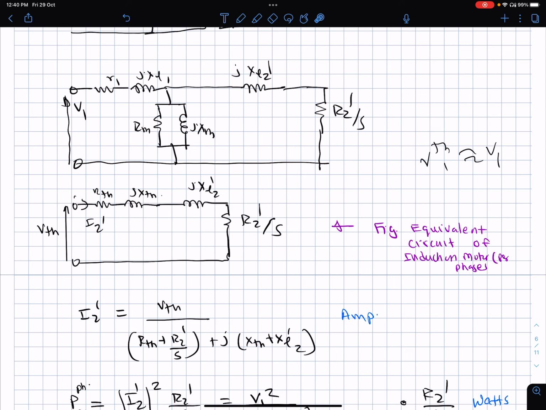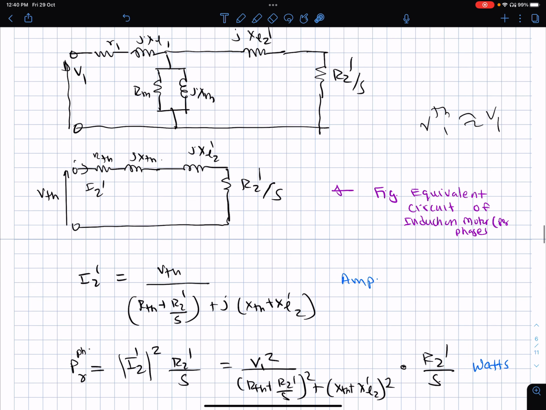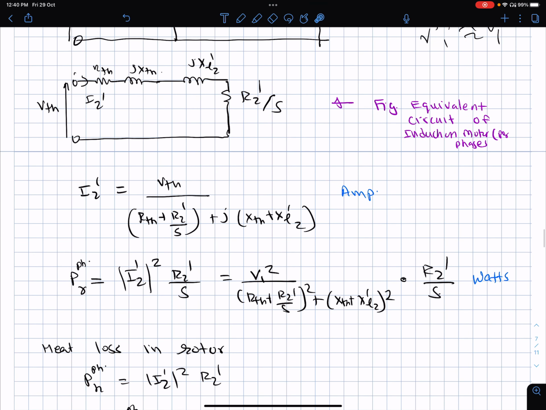So this V Thevenin, if this number is much smaller than this number, then V Thevenin can be approximated by the source voltage V1 itself. But for the time being, I am going to be exact here and write it as V Thevenin. Approximations you should do when you need them and you can justify them. So that's the idea. At some point of time, we will have to resort to approximations, but we will be able to justify them as well.